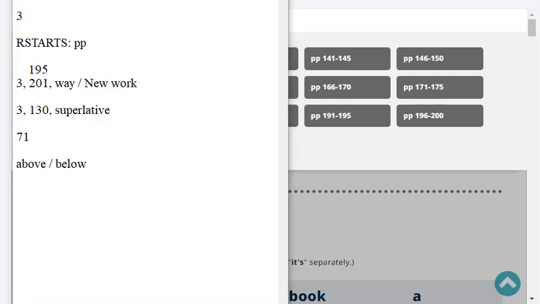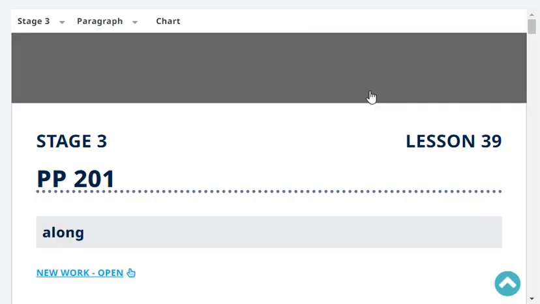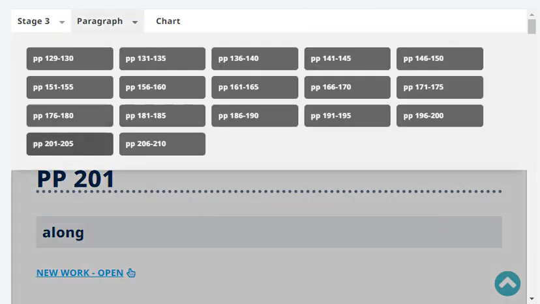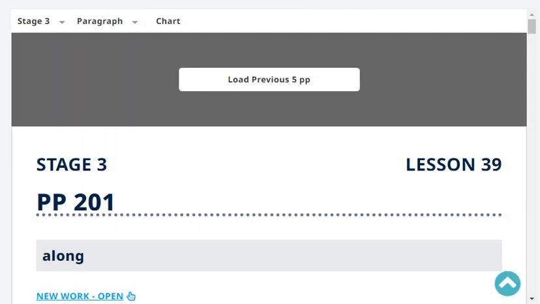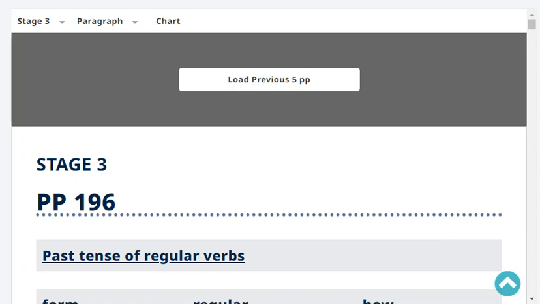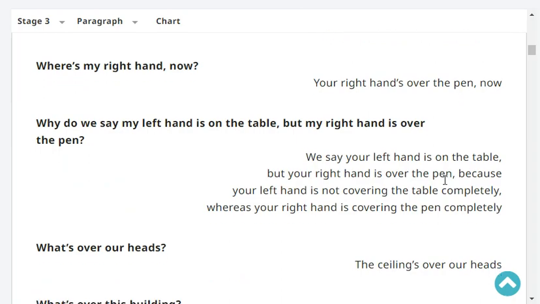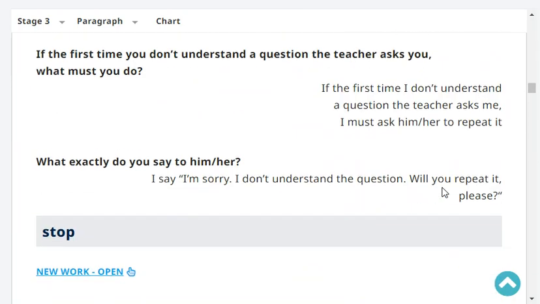201. Last headword was "way," a newer type of lesson. Okay, so let's start with our revision. Let me scroll down. Okay, here we go. First question.